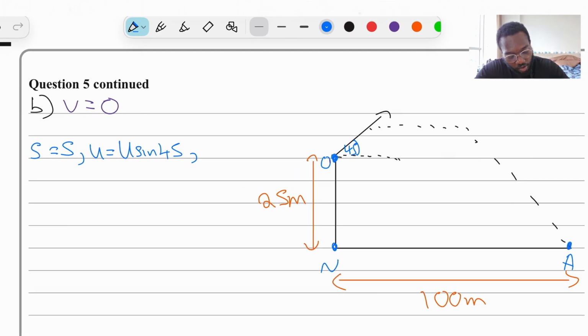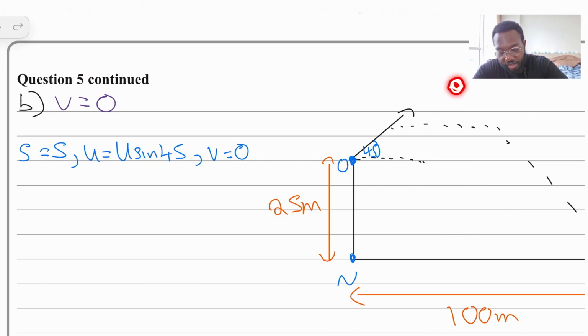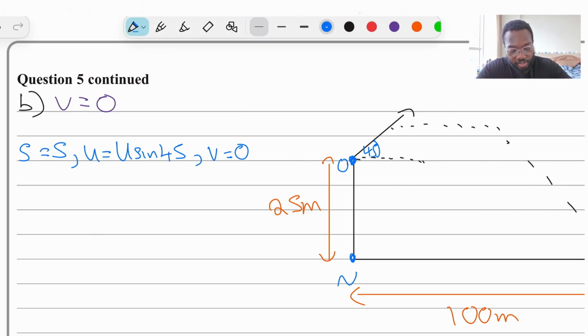We know that we want to make V 0, because again, we want to work out the greatest height. So let's say it's like here, the greatest height, which means that once it gets to this height, it's going to have a velocity of 0, and then it's going to come all the way back down. So now V is 0 when it's at its greatest height. And again, remember, we're dealing with the vertical, with this being the positive direction.